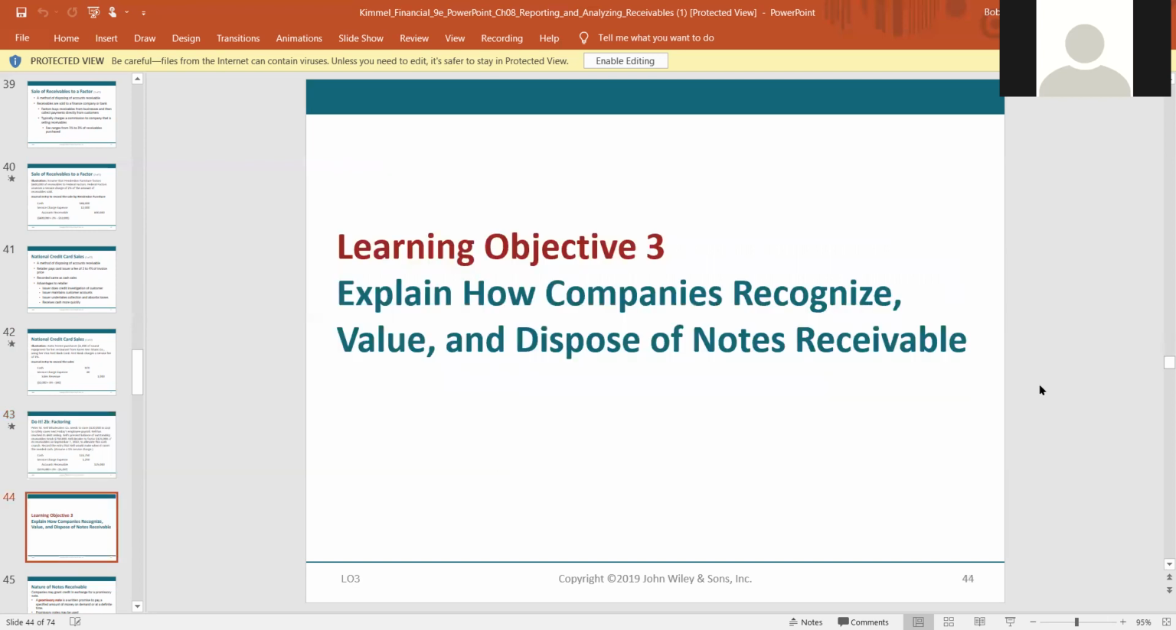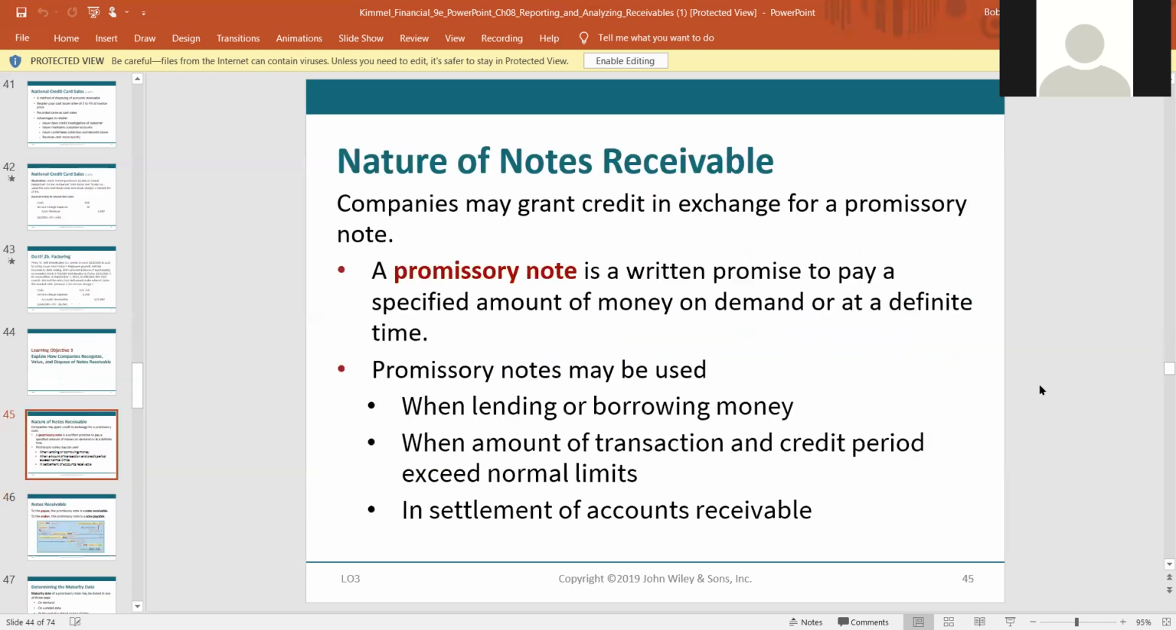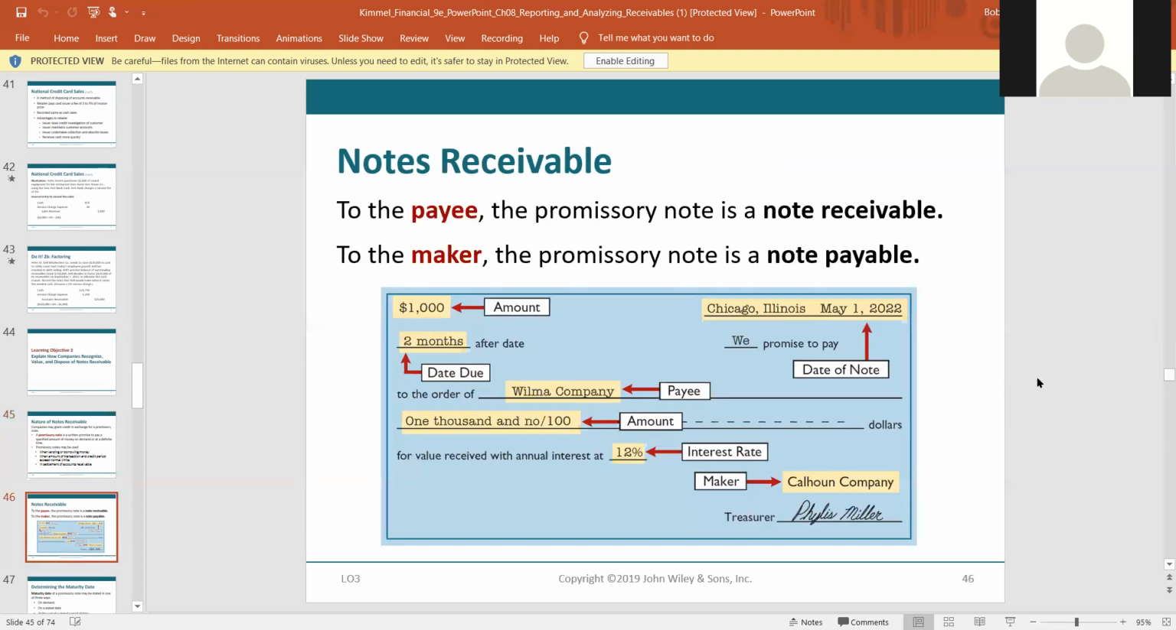Recognize the value and dispose of notes receivable. A note is different than an accounts receivable. Accounts receivable, there's no written contract. It's all based on the faith and the full credit of both parties. A note receivable, though, when you borrow money, you're signing a promissory note. It is a written promise to pay a specific amount of money at a specific date for a certain amount of interest. And notes may be used when lending money. When credit period goes over limits, you might turn your customer into a note, in settlement of accounts receivable.